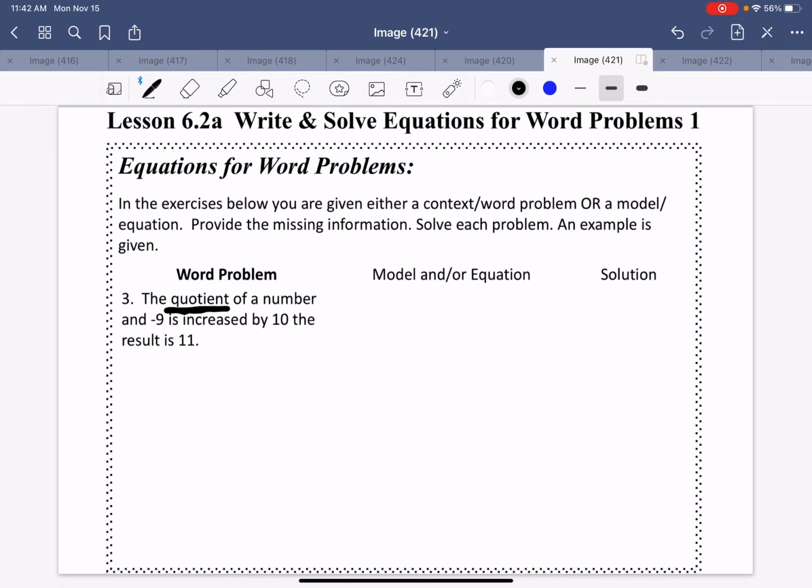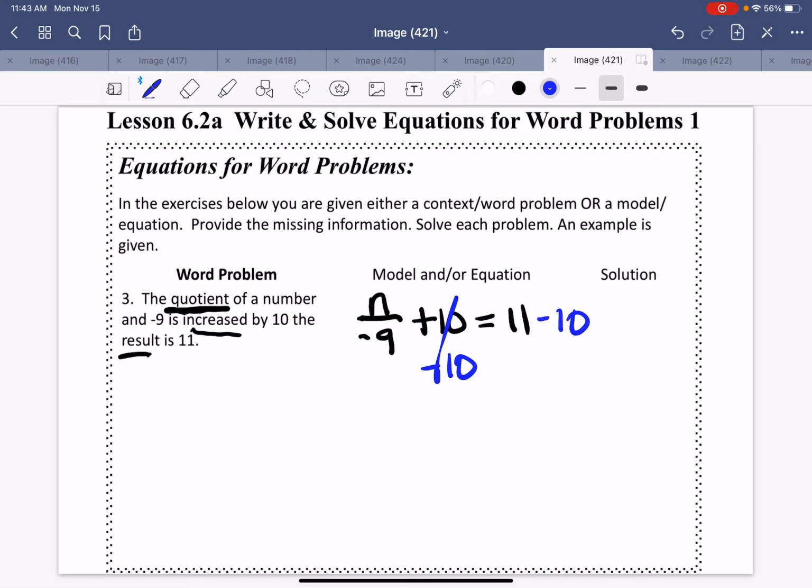In this case, we have some type of number, so we'll say n. Quotient means divide. So n divided by -9, increased by 10, means plus 10, equals 11, since the result is 11. Then in this 2-step equation, again, the first step is always to move the constant away and do the inverse. It's plus 10, so subtract 10 to clear that out.